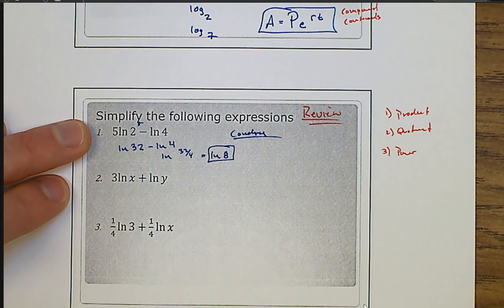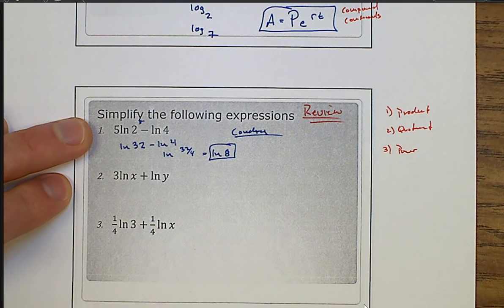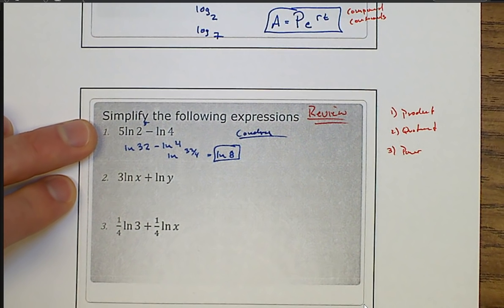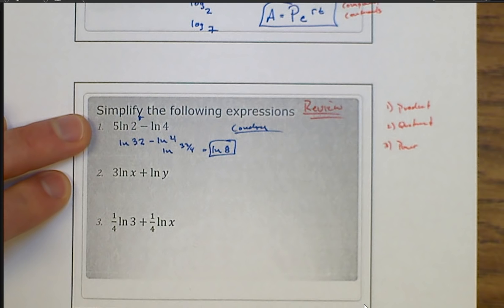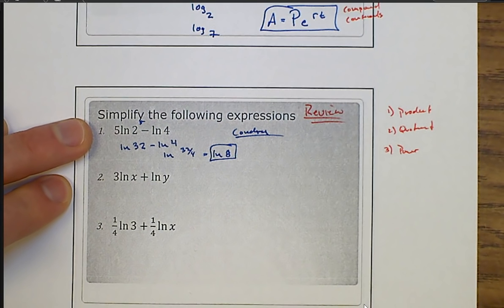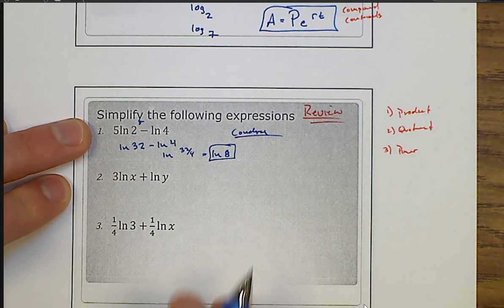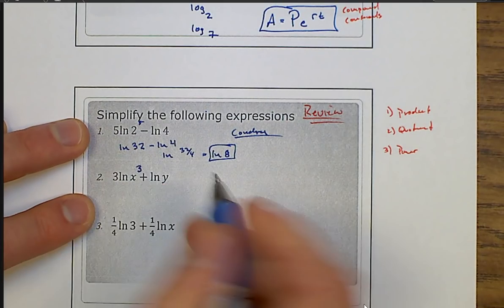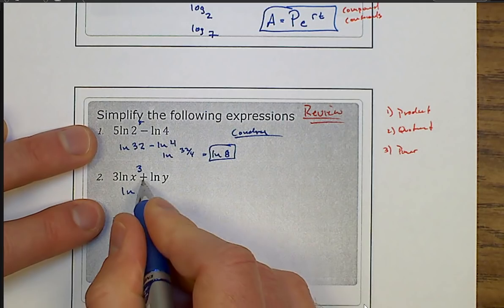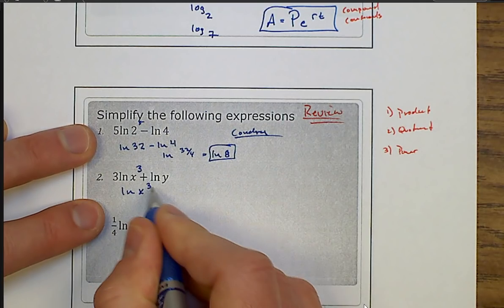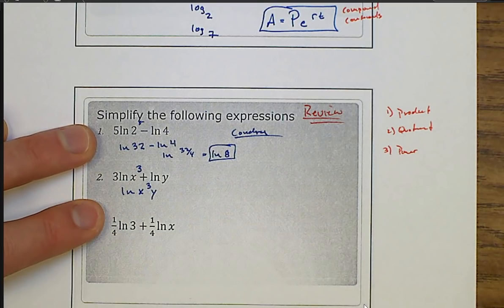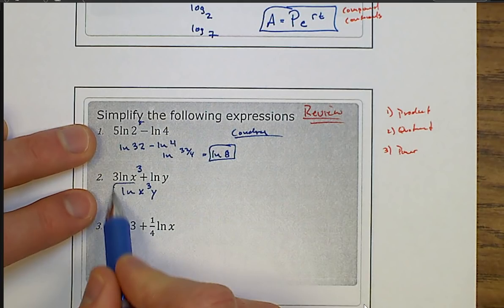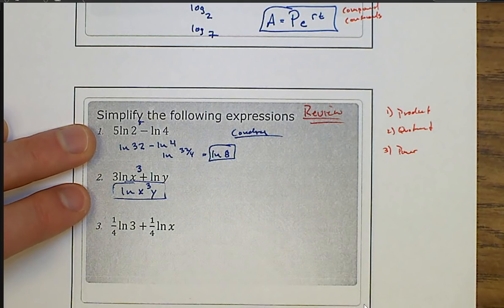Let's see if I can zoom this and get it a little more focused for you. There we go. With the 3 in front, using the power property, that 3 would go on the x, so this would become ln. A plus sign means times, so I'm going to have x to the 3rd times y. That would be condensing, or simplifying, as one natural log.